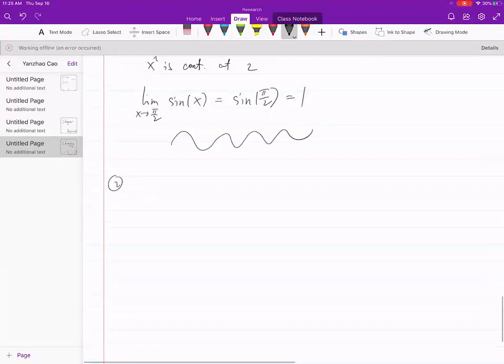Now the second case, where you cannot plug in because you have a hole. Okay. When will you see a case like that in terms of formulas?